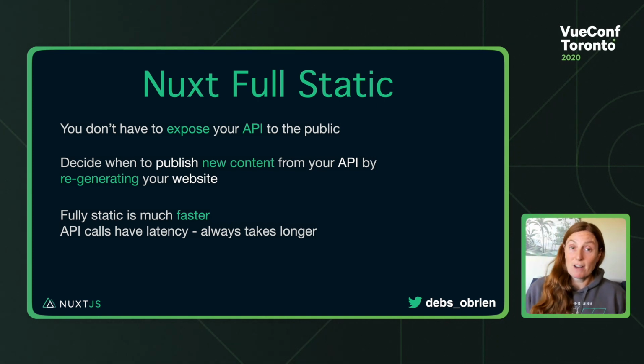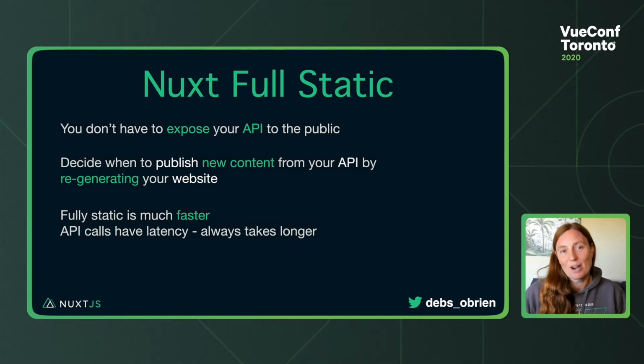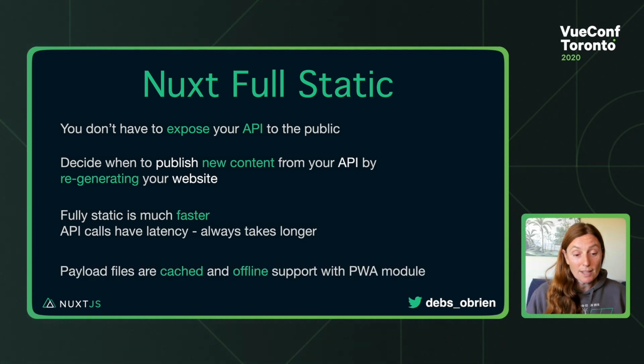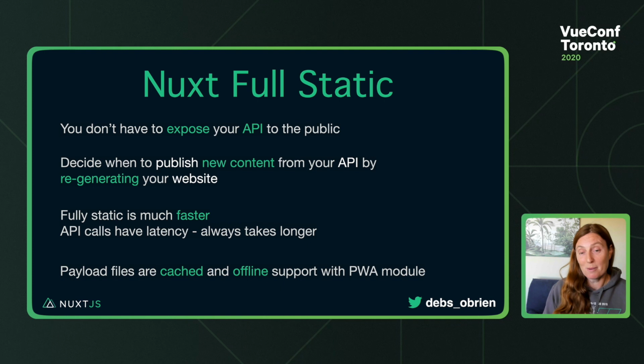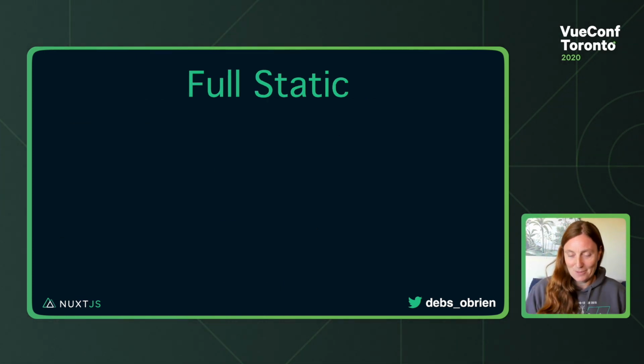Fully static is much faster, right? Because API calls have a little bit of latency, so it always takes longer. So instead of calling the API, you have everything already called. It's in a payload folder and it's already just there. So it's much, much faster. The payload files are cached and then you've got offline support with a PWA module. So it's just cool. So full static.